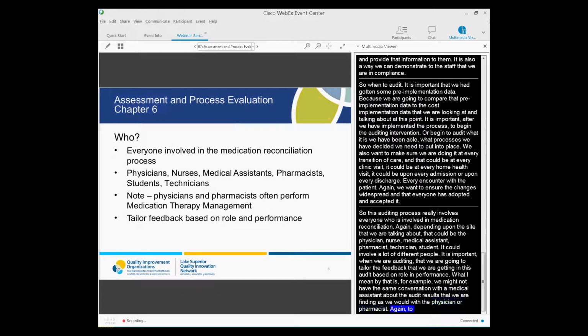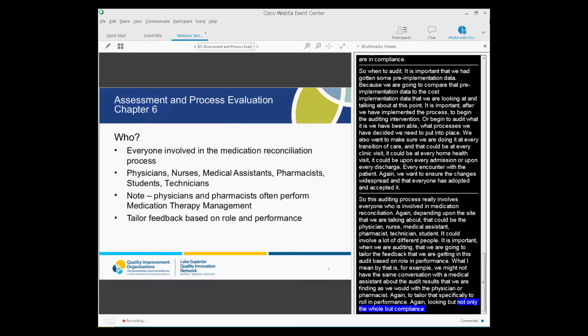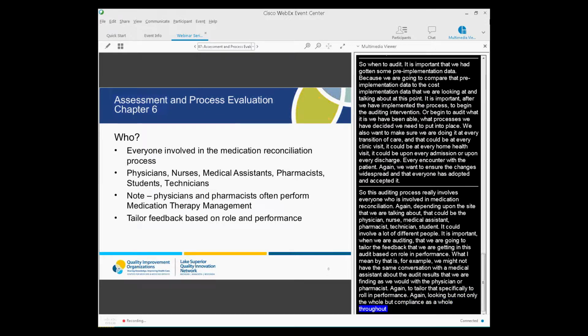And again, we're going to be looking not only at the whole, so compliance as a whole throughout the unit or the department or the organization, depending upon how widespread the process improvement was. But again, we're also looking at individual compliance.